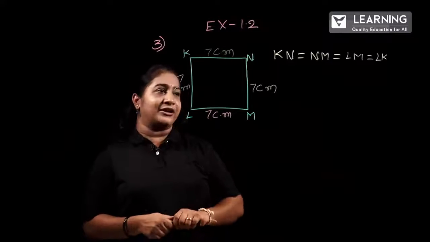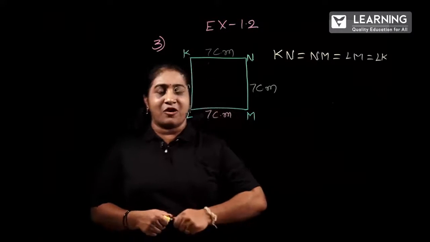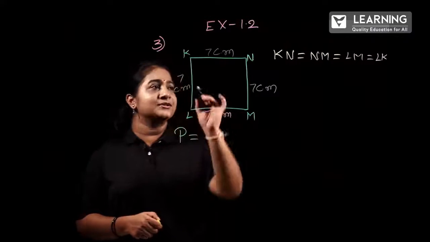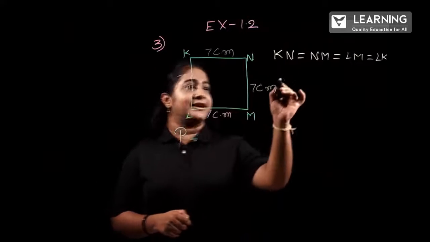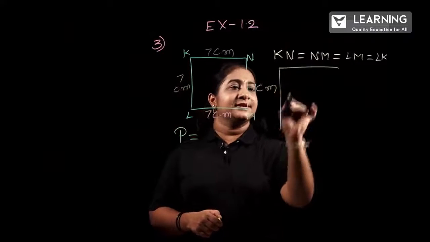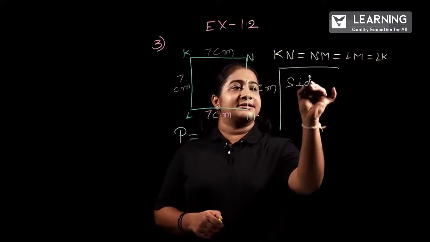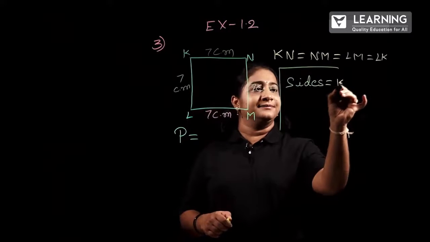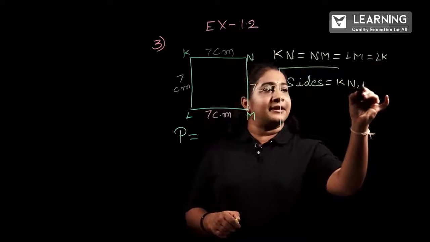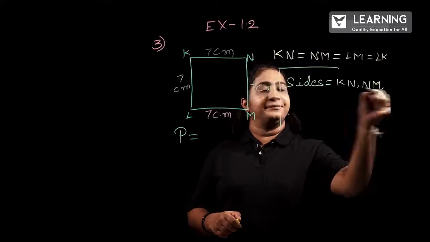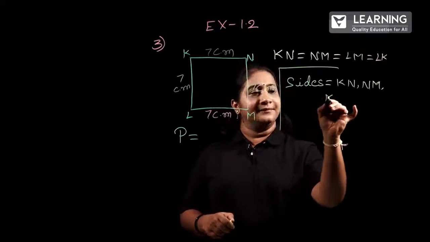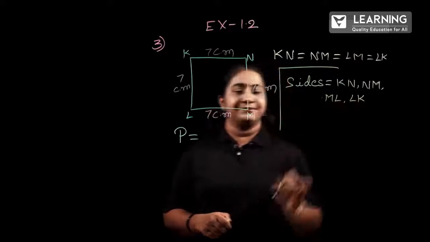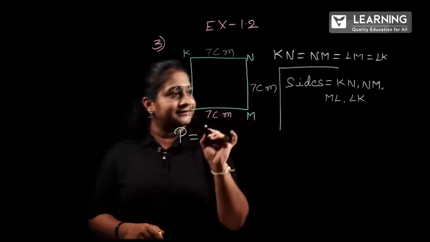Now, we have to find out the perimeter. What is the formula to find out the perimeter of a square? Perimeter is equal to the sum of all the sides. First, we will write the sides here. Sides of a square are KN, NM, ML and LK, right? So, we will add it here.